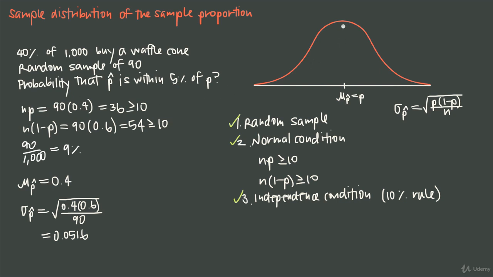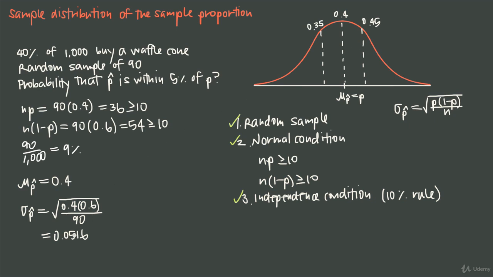Well, if we sketch here our mean, we know that the mean is 0.4. So let's say this is 0.4. And then we want to know the probability that we're within 5% of that. Well, 5% is 0.05. So within 5% would be between 0.45 on the high end and 0.35 on the low end. So we're really asking, what's the probability that we fall within this interval?